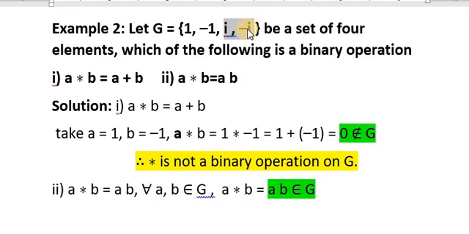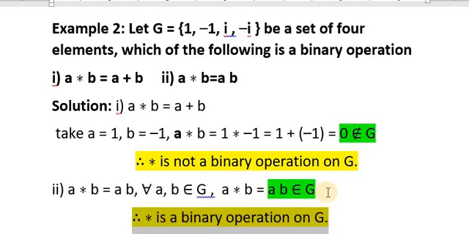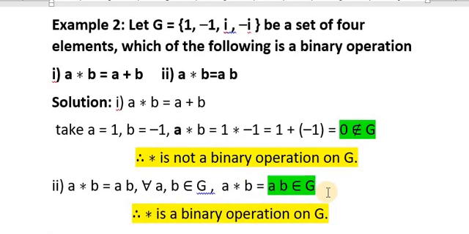Then i into -i is equal to -i squared. -i squared value is 1, so that is also present in the set G. Therefore, for all a, b belongs to G implies that a star b is equal to ab belongs to G. Hence, in this case, star is a binary operation.